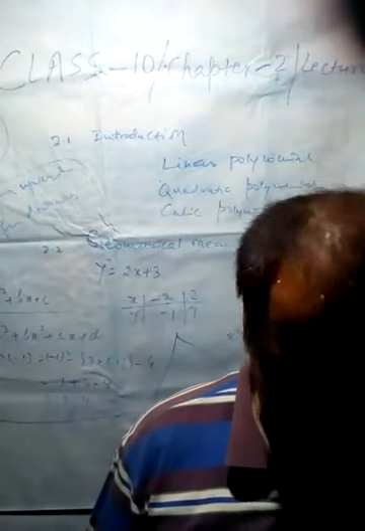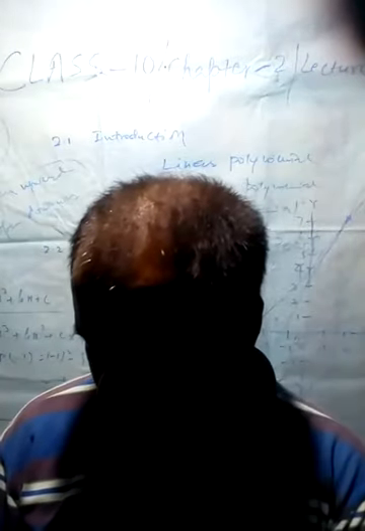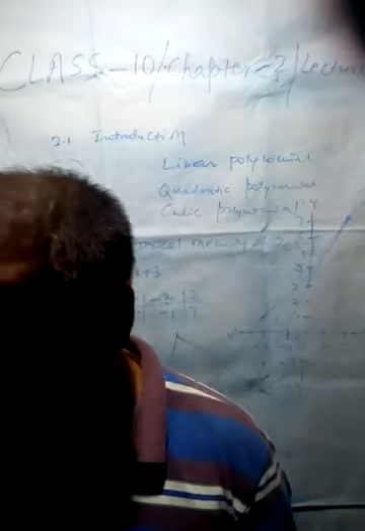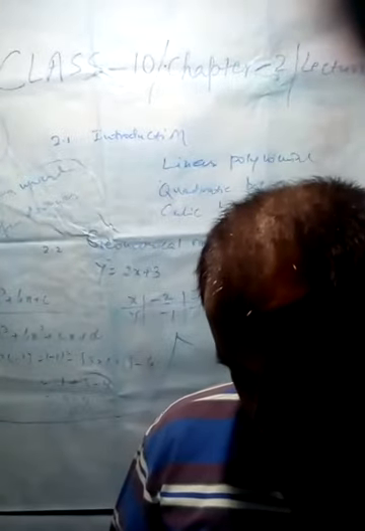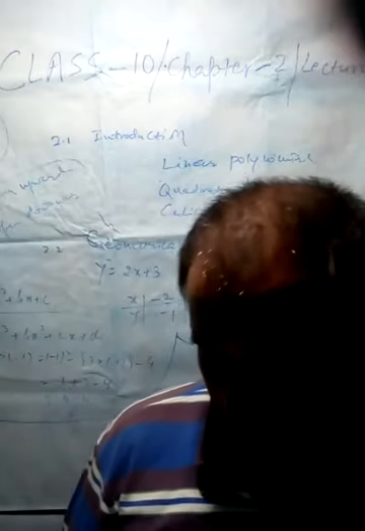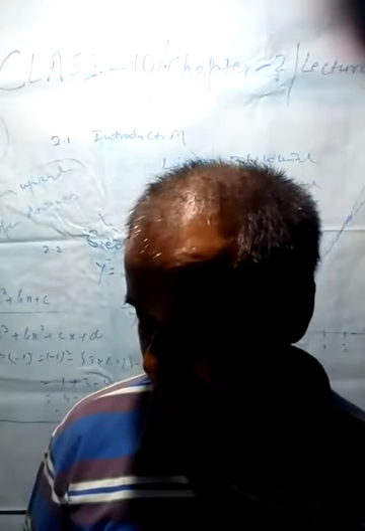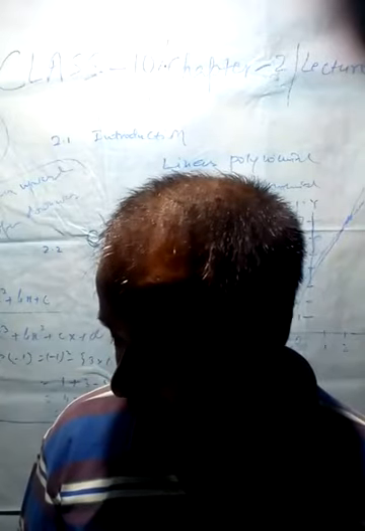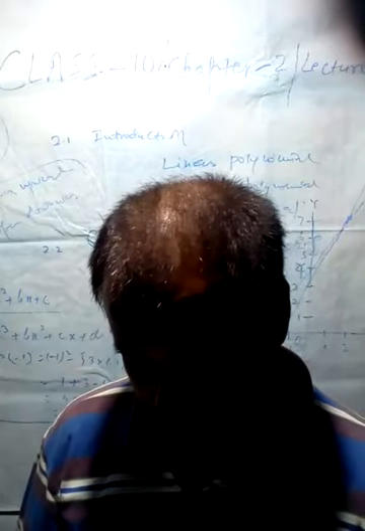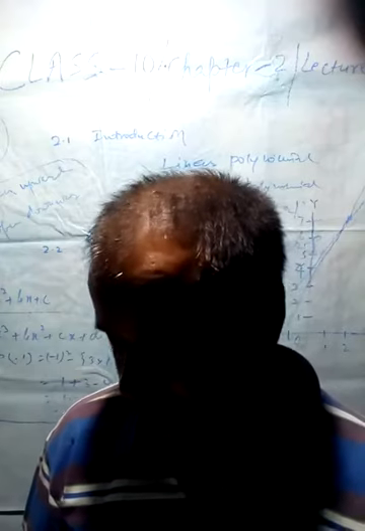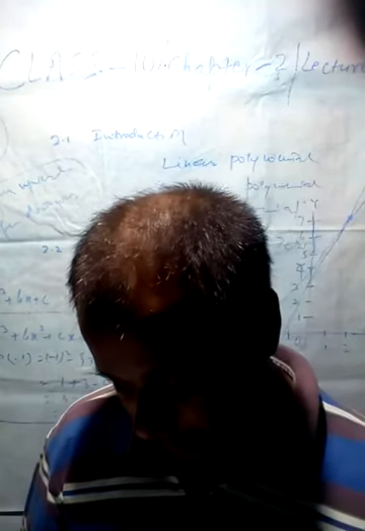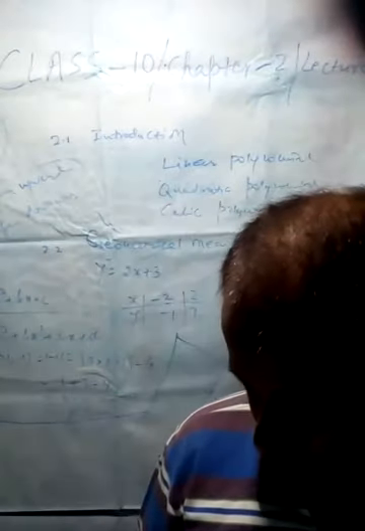Now we will discuss some solved examples here. Example number 1. Then you have to solve exercise 2.1. Some questions are there and you have to solve them. We will discuss example number 1 in the next video, and the next topic will be 2.3, the relationship between the zeros and the coefficients of a polynomial.